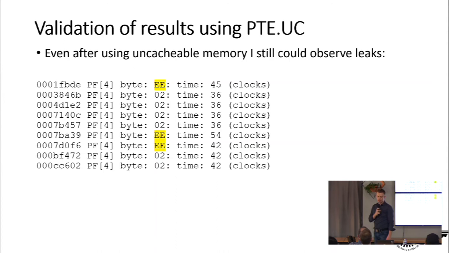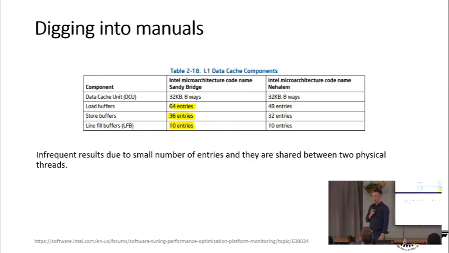So I was playing with the uncacheable memory, and started to see it's still leaking the information. I just filled the memory with an EE pattern, and it popped up there, which doesn't make any sense. So I was digging through the manual a lot. I'm not a hacker, I'm not going to read 600 pages of just the optimization manual. It was really frustrating, to be honest.